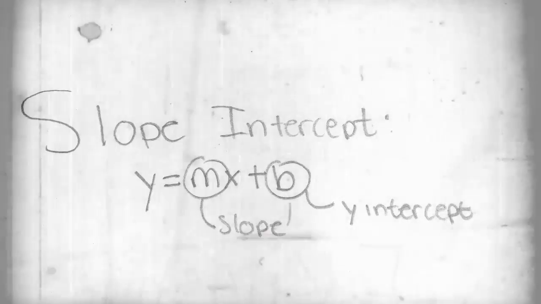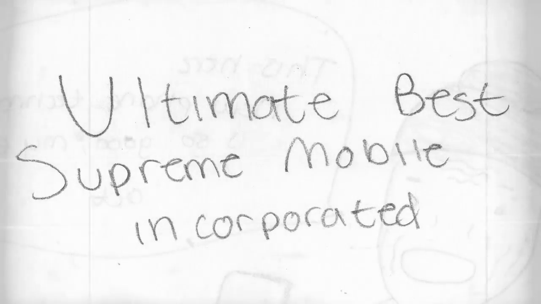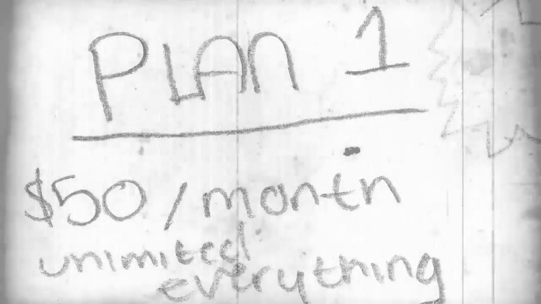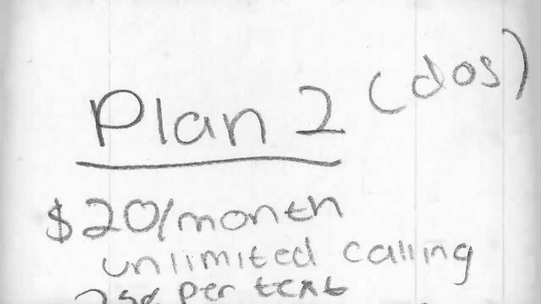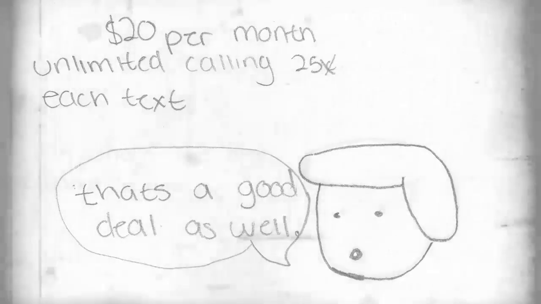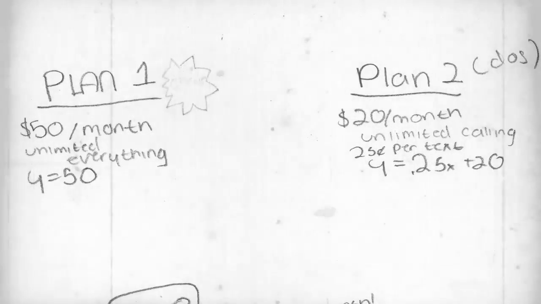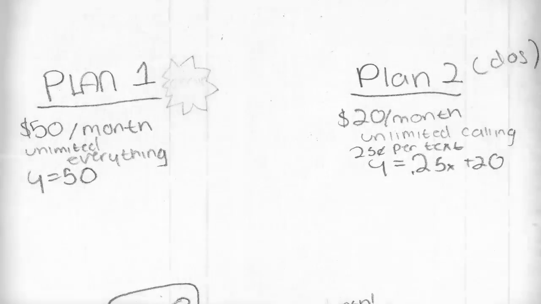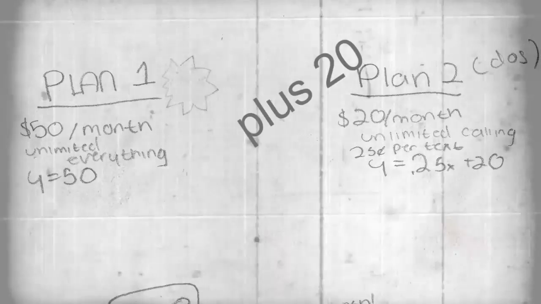For example, say you are trying to compare 2 phone plans. These 2 plans are from our very own company, Ultimate Best Supreme Mobile Incorporated. Once again, the amazing Abdo created it. We offer two plans. Our first is a monthly plan of $50 per month, unlimited everything. Or you can get our second plan with $20 per month, unlimited calling, with 25 cents for each text you send. So, we can turn both of these plans into two simple slope-intercept equations. Plan 1 would simply be y equals 50, because there is no variable in this plan. But plan 2 would be y equals 0.25x plus 20.